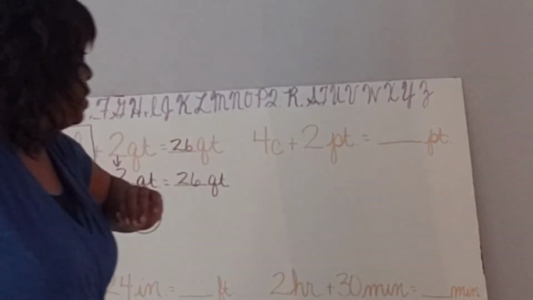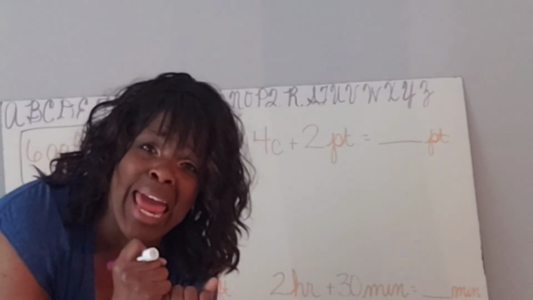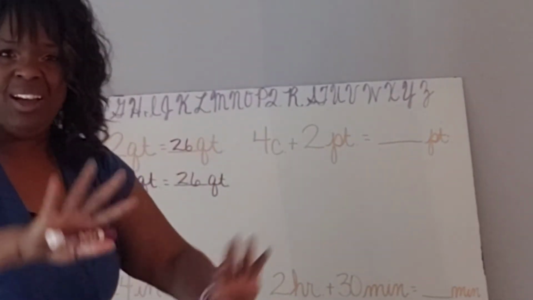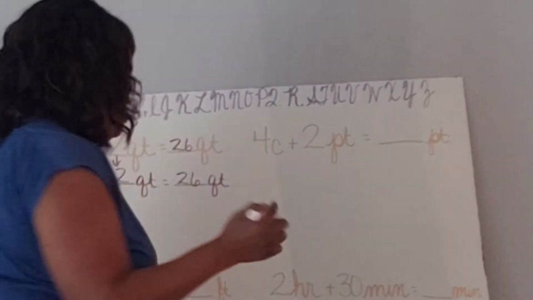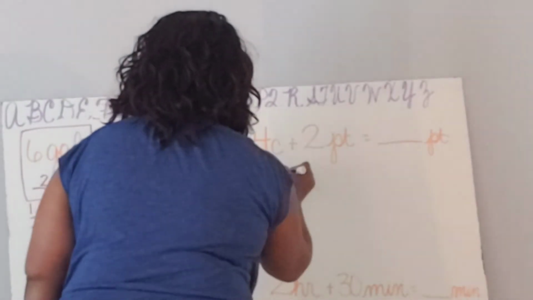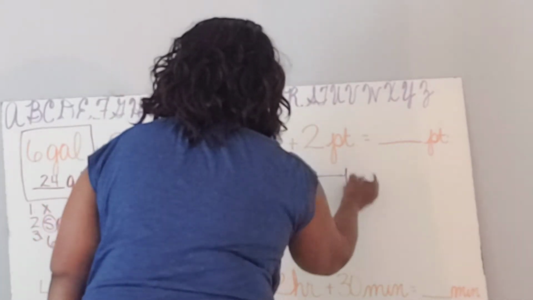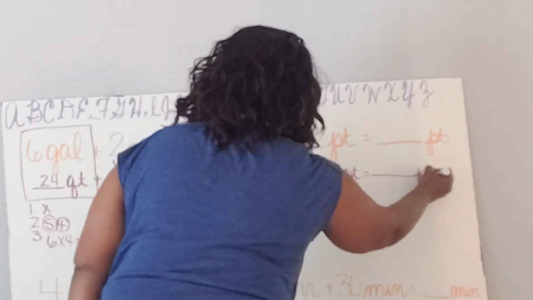We have 4 quarts plus 2 pints equals, our pints are missing. Oh no, what are we gonna do? We're not gonna freak out. It's all good. We're just gonna write down the hints and the clues. Blank pints because pints are missing, plus blank pints because pints are missing, equals blank pints because pints are missing.